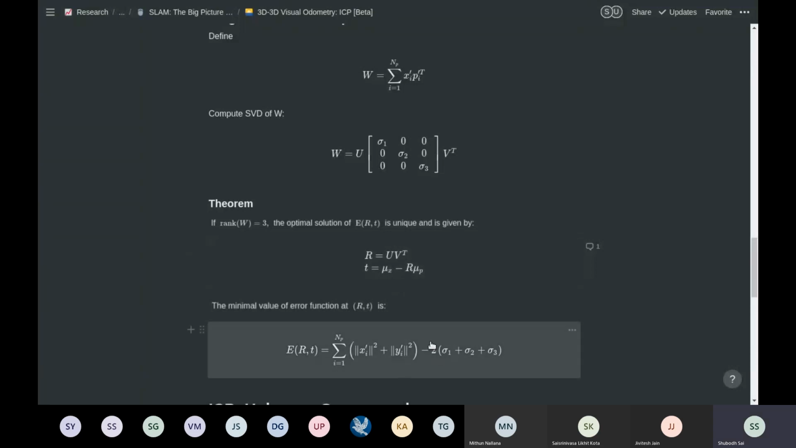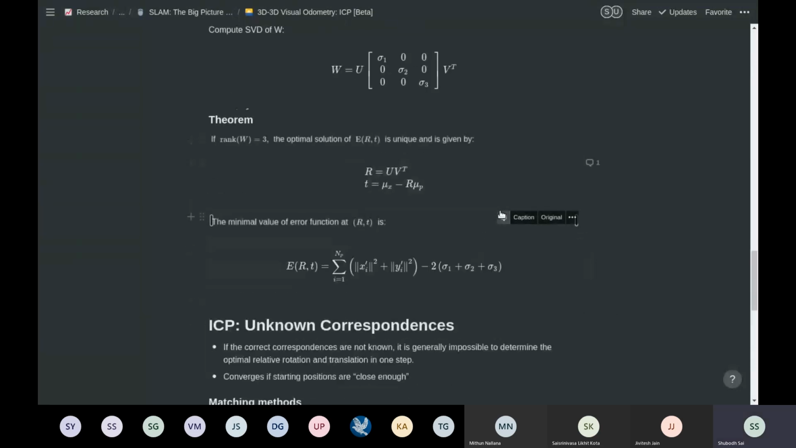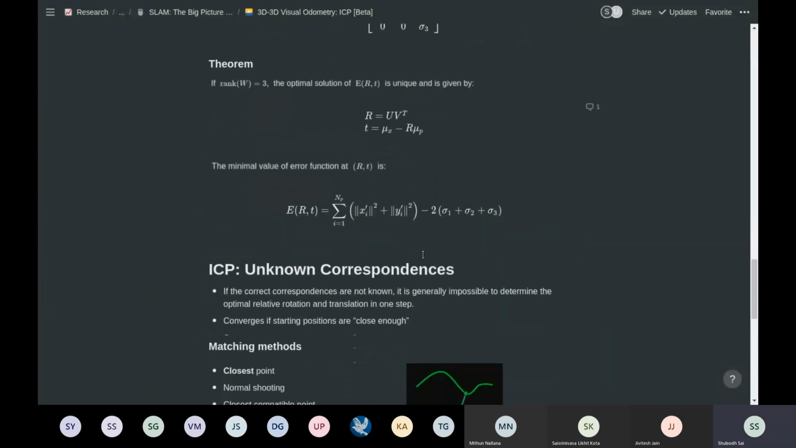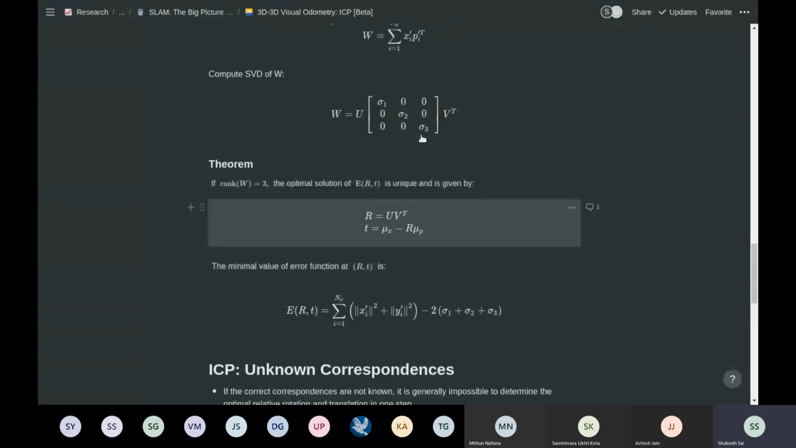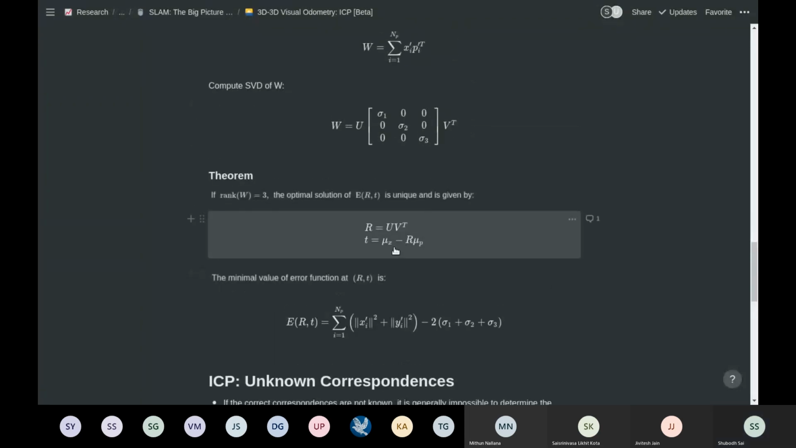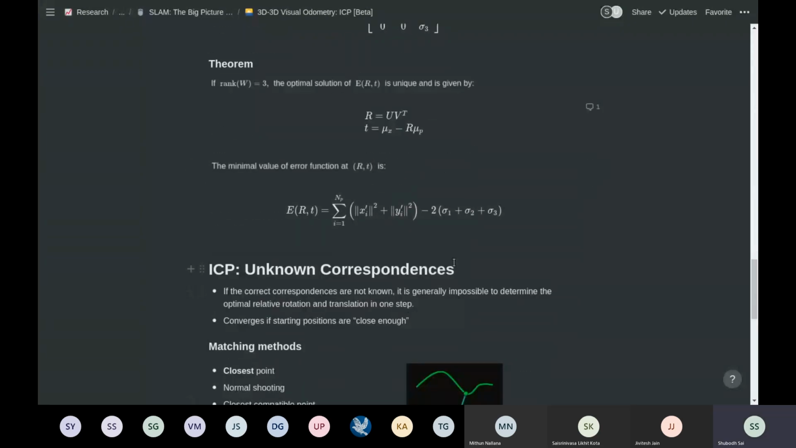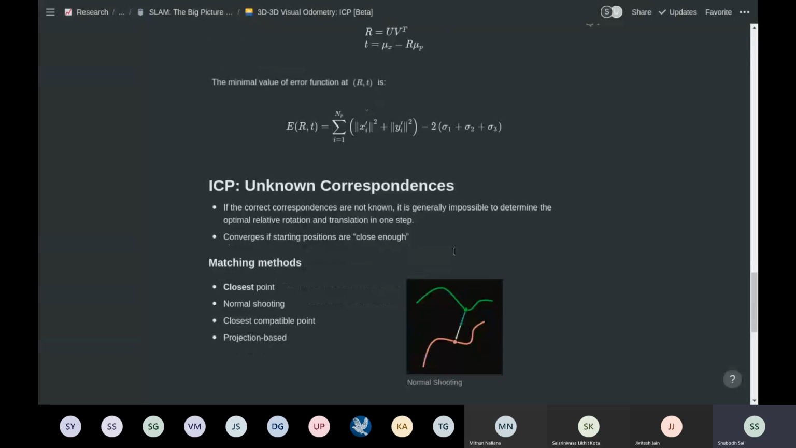And the corresponding error function is given by this. I'm not going into too much detail here. But what you need to remember is, if you have known correspondences, it's a closed form solution. The math might be a bit tricky, but it's a closed form solution, and it's not common that you see closed form solutions appearing in your SLAM or anywhere in general.